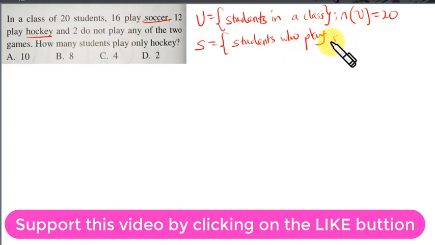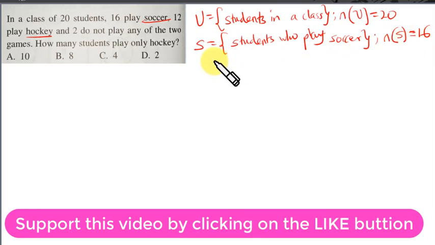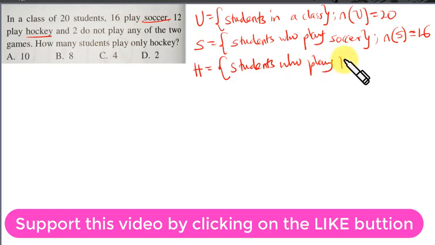So students who play soccer, and of course we were given the number of students, so the small n means the number of students in the set S, because I've used the set S to denote the number of students who play soccer, and we are given the number 16. 12 play hockey, so the word hockey starts with H, so if I use H, it will be very easy for me to identify the set. Students who play hockey. So from here I can be looking at the number of students who play hockey, and I'm told they are 12.